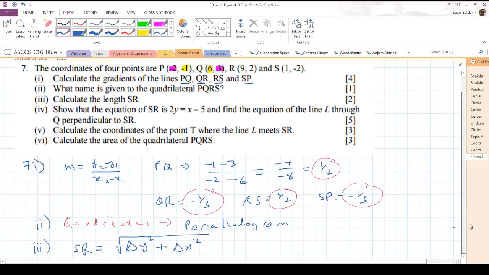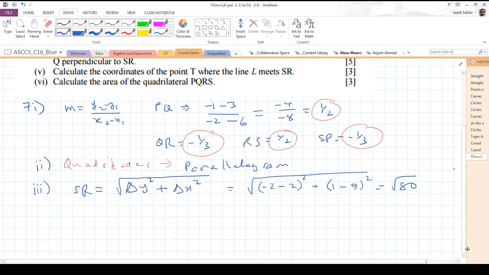Now SR is going to be equal to the square root of minus 2 squared plus 1 minus 9 all squared. Has anyone worked that out? It should give you the square root of 80. Yeah, so you got 4 squared 16, 8 squared 64, and that should give you 80. Square root of 80.